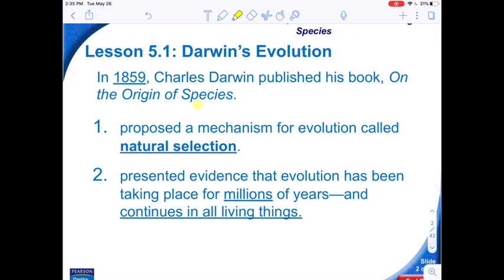So it was actually in 1859, really long time ago, that Charles Darwin published his book on the origin of species, in which he included two really important findings for how evolution can be the mechanism of change on Earth. And that is, number one, he proposed a specific mechanism of evolution called natural selection. And more on that in a little bit.